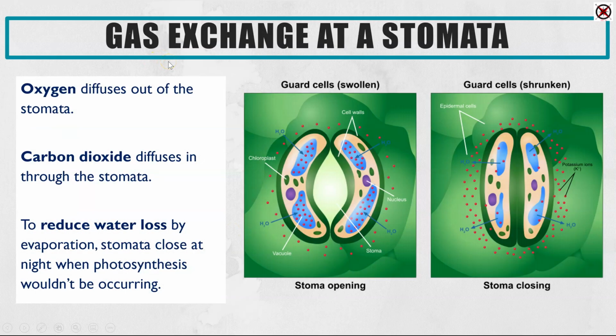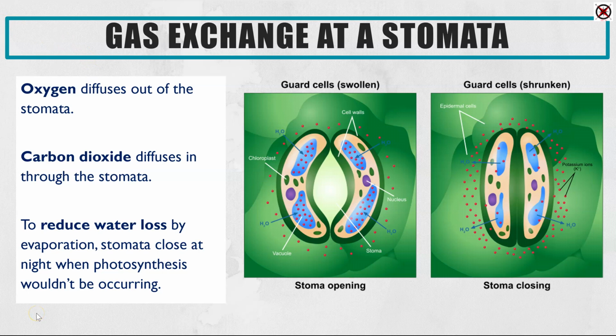So gas exchange occurs at the stomata, and it's actually oxygen that diffuses out and carbon dioxide diffuses in. And that's because carbon dioxide is required for photosynthesis, and therefore it's constantly being used by the cells within the leaf, particularly in the palisade mesophyll. And that maintains this concentration gradient, that you'll have a lower concentration in the spongy mesophyll compared to the atmosphere. And that's why carbon dioxide diffuses in.